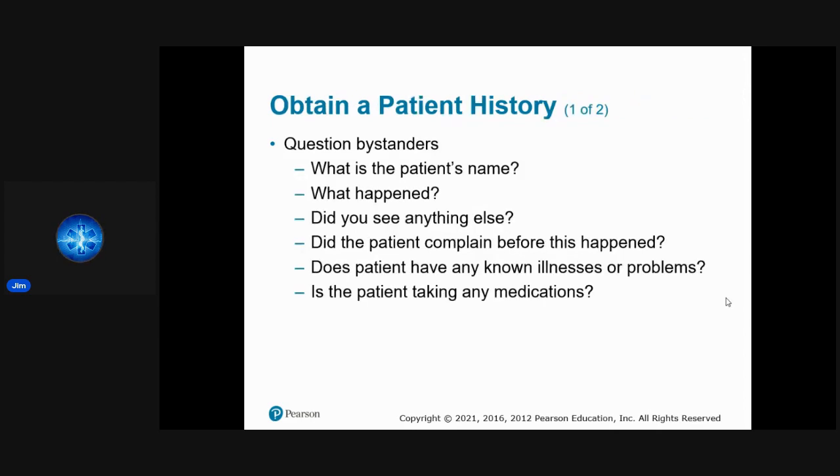Obtaining the patient's history. We're going to question bystanders for an unresponsive patient. Like, what's the patient's name? What happened? Did they happen to see anything? Was the patient complaining before this happened? Like, were they having chest pain, then they suddenly collapsed? Did the patient have any known illnesses or problems? And do they know if the patient takes any medications?